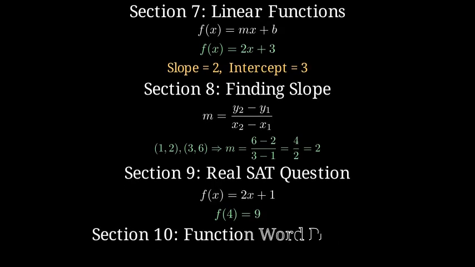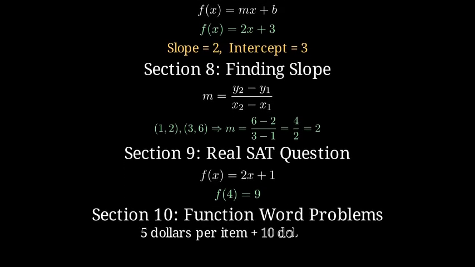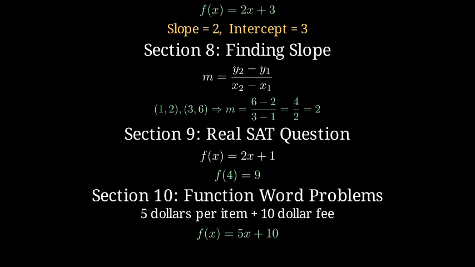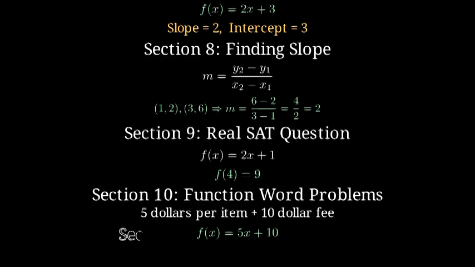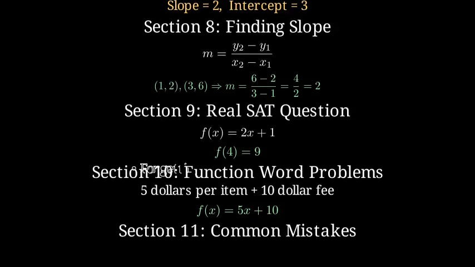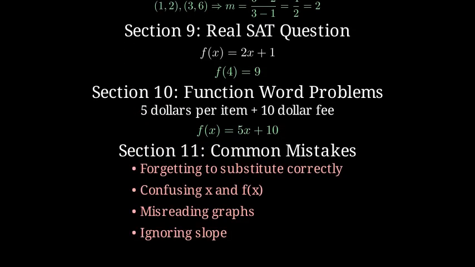Section 10, function word problems. A company charges $5 per item plus $10 for delivery. Let x be the number of items. The function is f of x equals 5x plus 10. Section 11, common mistakes. Forgetting to substitute correctly, confusing x and f of x, misreading graphs, and ignoring slope.